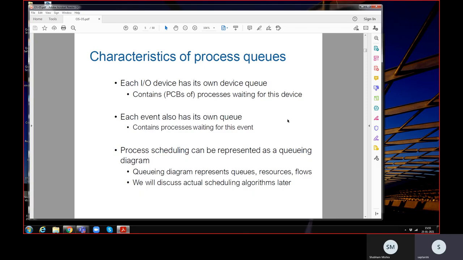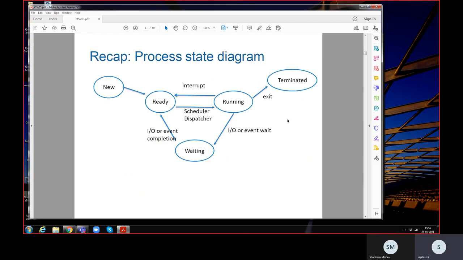Now, as I said, there are several queues. There are several such queues, and PCBs or processes, you might say, are shifted from one queue to another depending on which state they are in. So process scheduling can even be represented as a queuing diagram. Right. So let's understand these things in a bit more detail now.